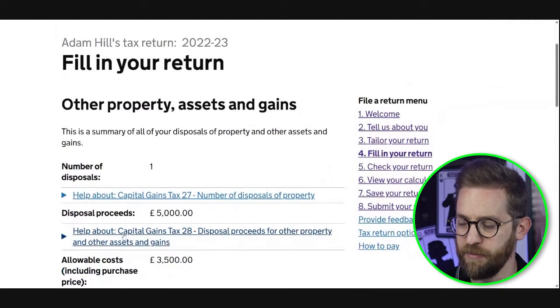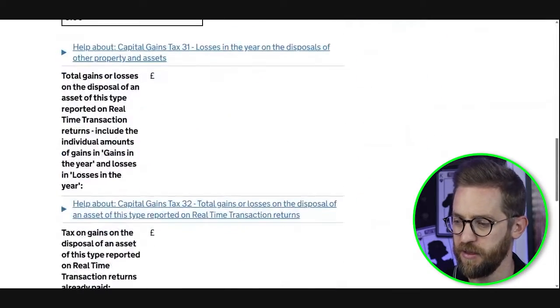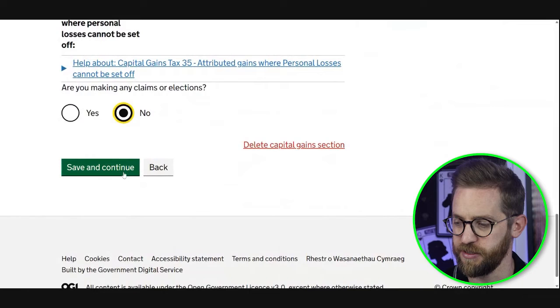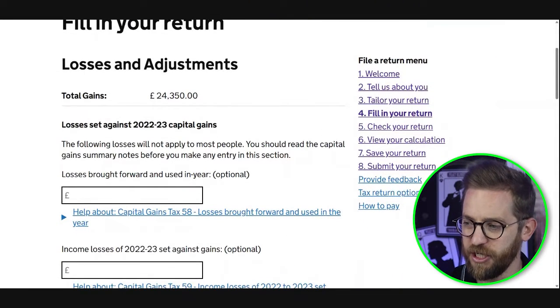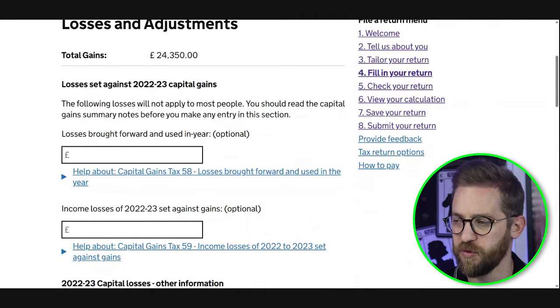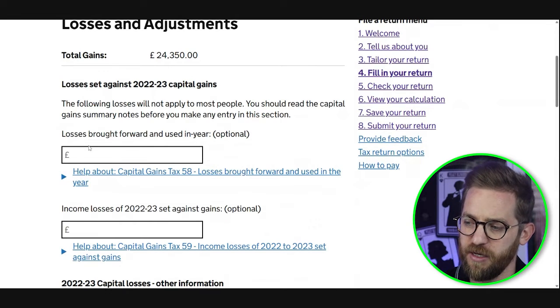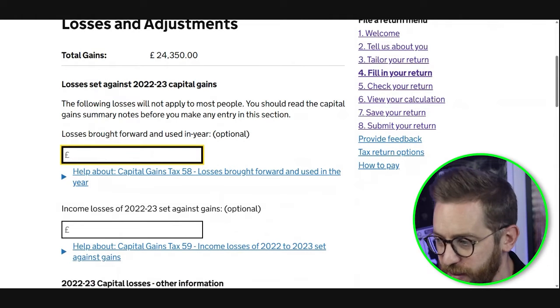And then you'll do the same for your second disposal in this case. I'm happy with everything in here. So I'm confirming no claims or elections and then move on. This is a chance to make any adjustments or offset any losses. So we've got a total gain of £24,350 at the moment. Losses set against the 22-23 capital gain. So these are losses brought forward and unused, and used in the current year.